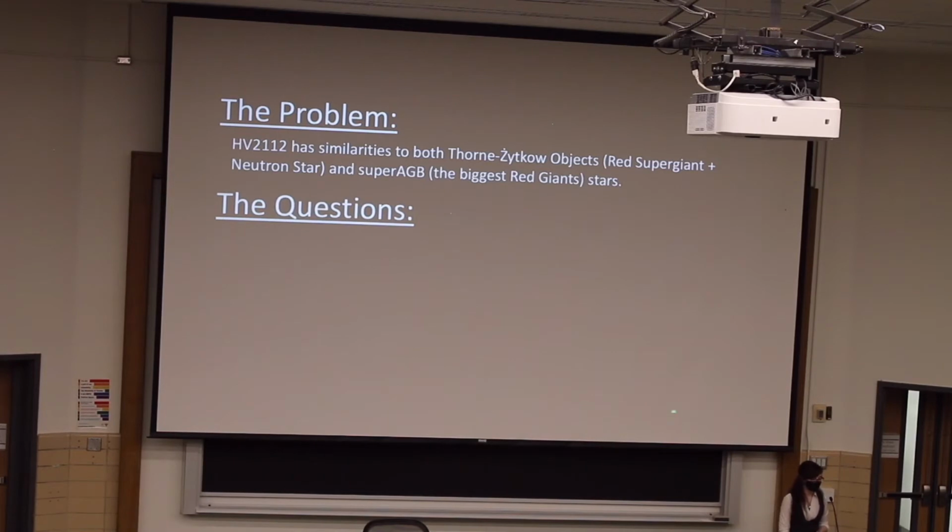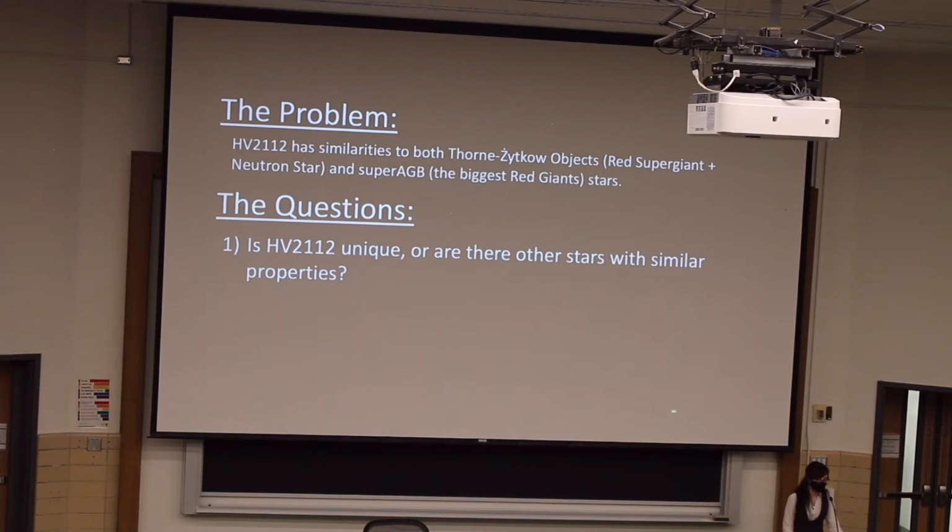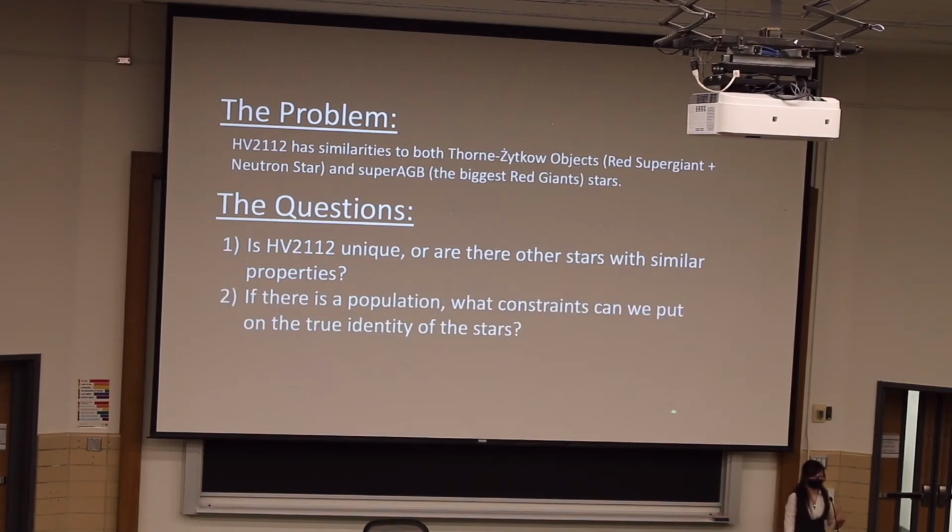So then we had 2 questions to try and solve this problem. And we decided to look at it from a little bit of a different angle, instead of just drilling down more on HV2112. We asked the question, is HV2112 unique, or are there other stars with the same properties? Then if there are other stars, that gives us a wider variety of stars to analyze, and maybe there'll be something there that can help us tell the difference. Which is the second question. If there is a population, can we put any constraints on their true identity? Can we say, conclusively, super AGB or Thorne-Zytkow object?